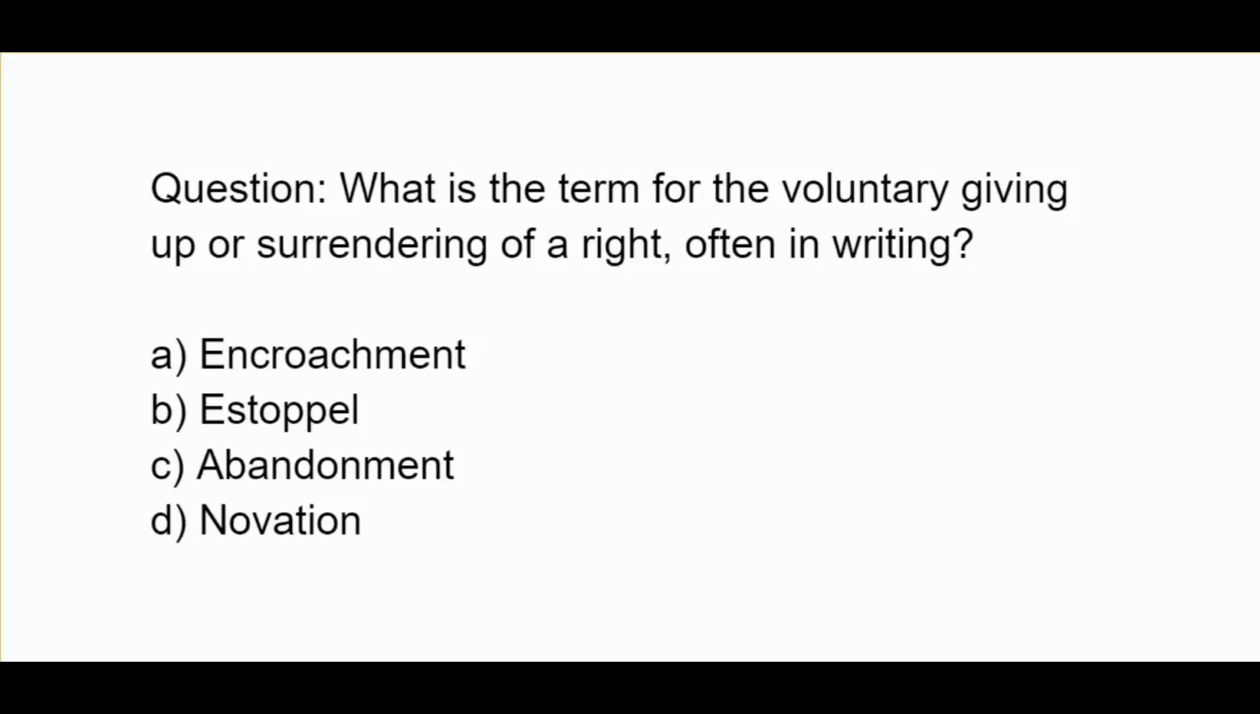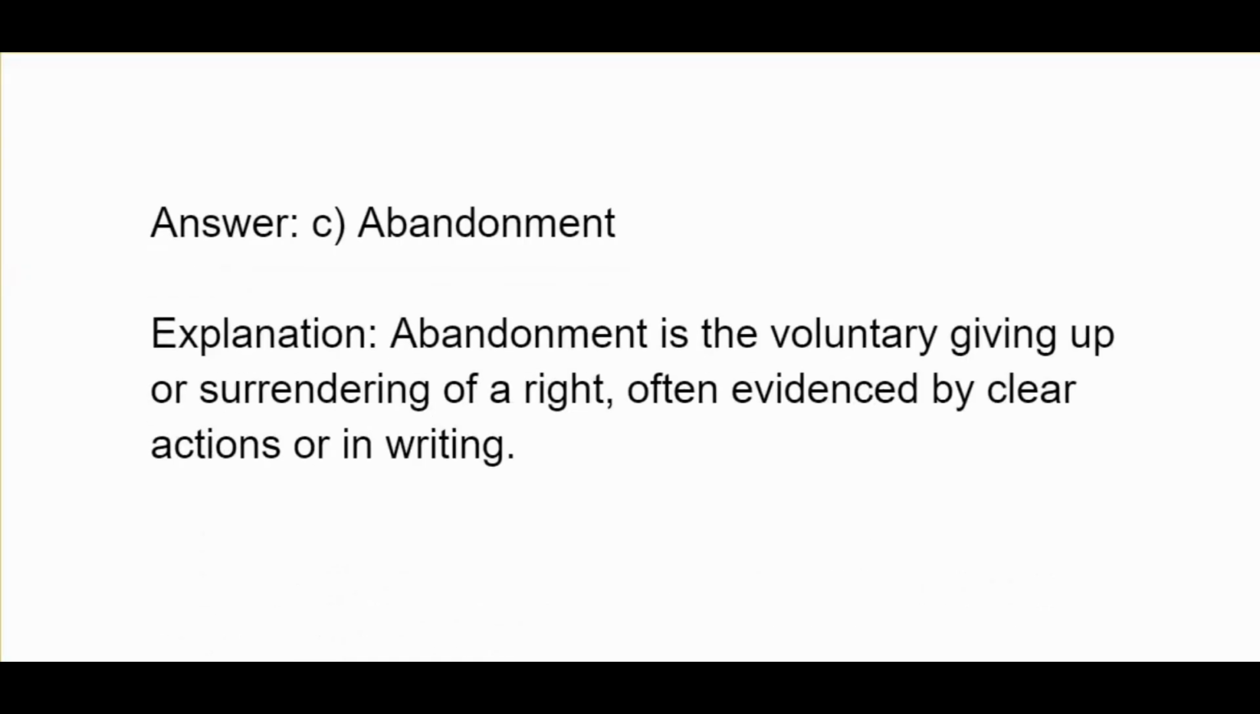What is the term for the voluntary giving up or surrendering of a right, often in writing? A. Encroachment. B. Estoppel. C. Abandonment. D. Novation. Abandonment. Abandonment is the voluntary giving up or surrendering of a right, often evidenced by clear actions or in writing.